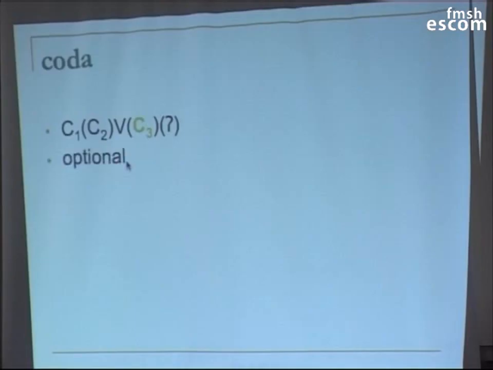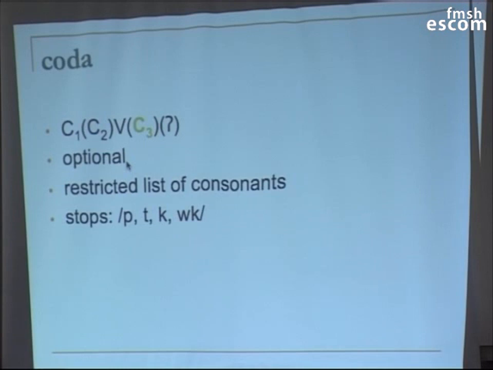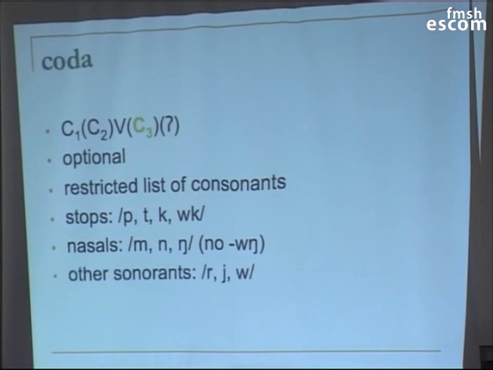Next comes the coda. The coda is a consonant. It's the C3 here. It's optional in the sense that not all lawful syllables have a coda. And the list of consonants that can occur in that position is limited. You can have four stops, P, T, K, and a labial velar K. Only two nasals, M and N. No nasal corresponding to WK, as Bill was telling me this morning. Other sonorants were R, J, and W. So 1, 2, 3, 4, 7, and 10. Ten consonants can occur in that C3 position.